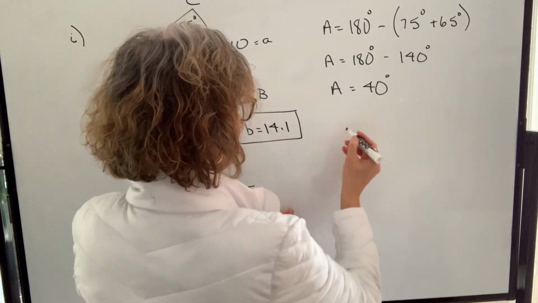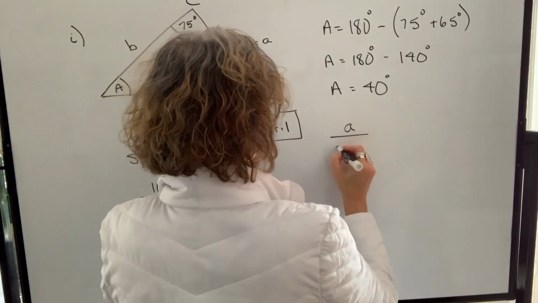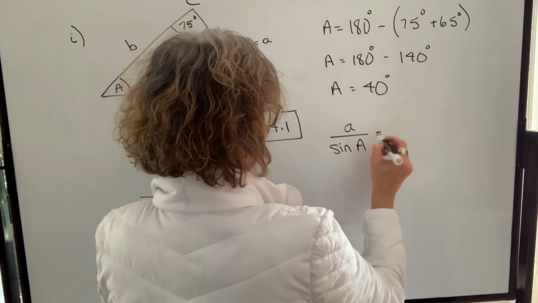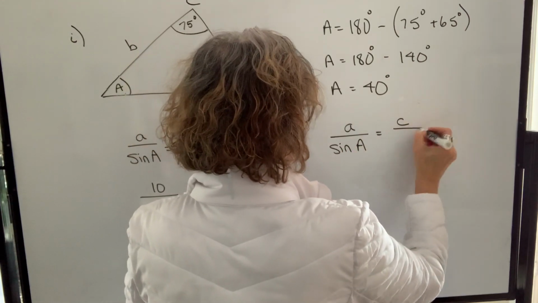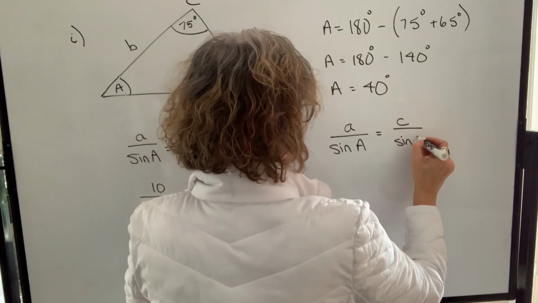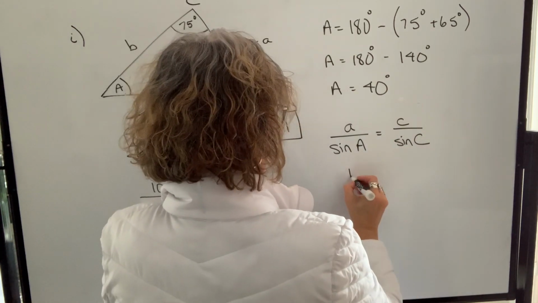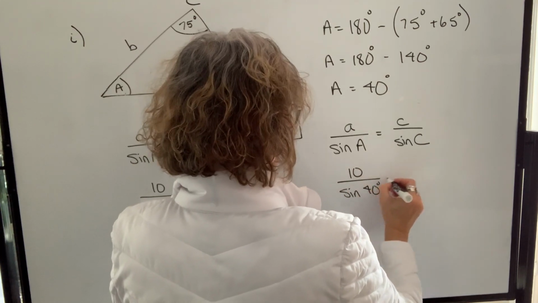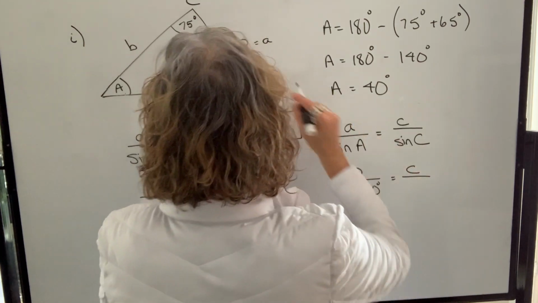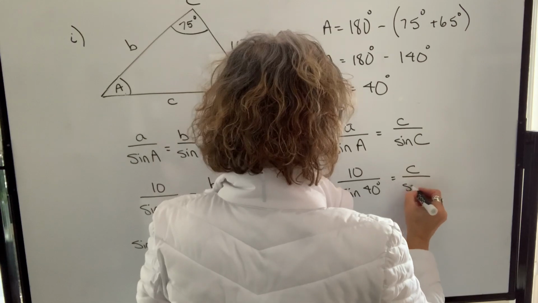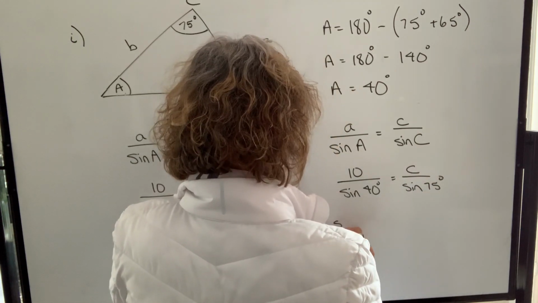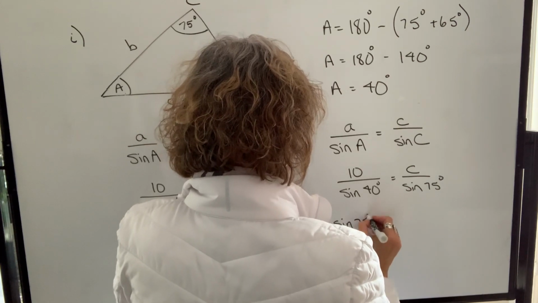So we're going to again use our ratio. So the side a over the sine of angle A will equal the side c divided by the sine of angle C. So 10 over the sine of 40 degrees will equal side c over the sine of 75 degrees. I'm going to multiply both sides by the sine of 75 degrees.